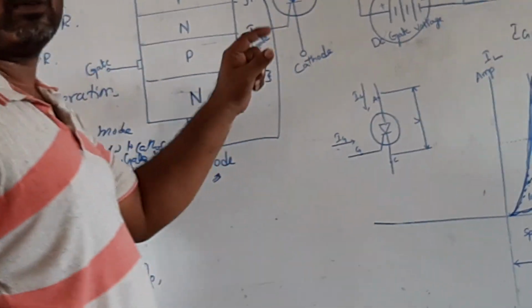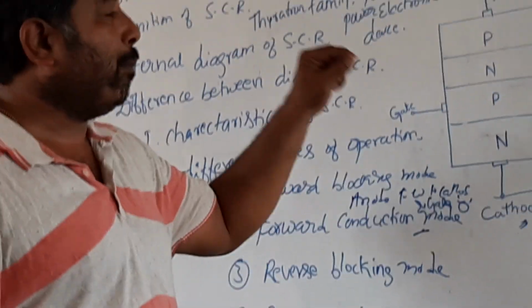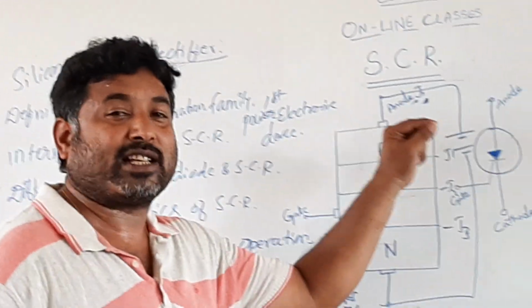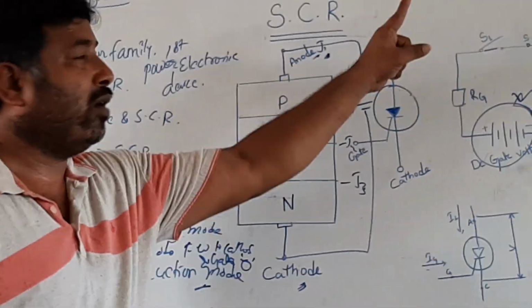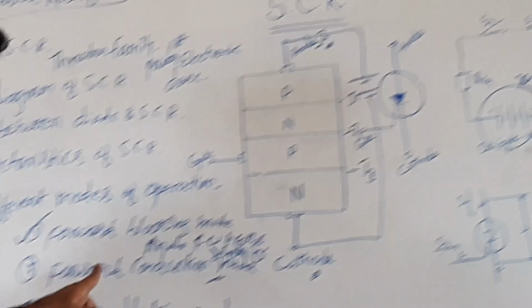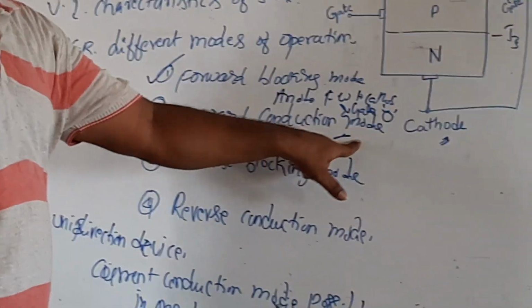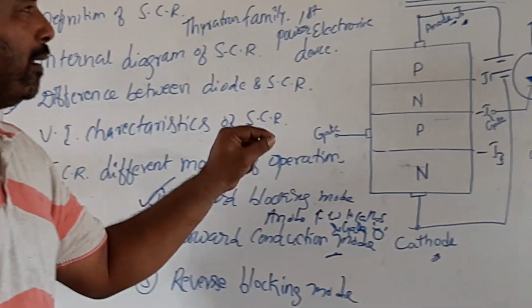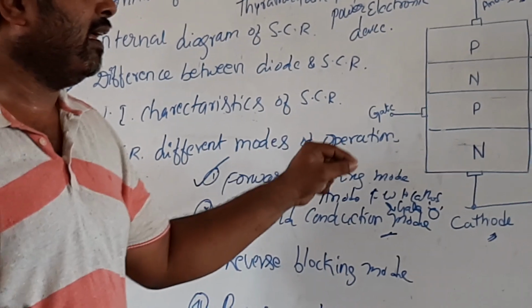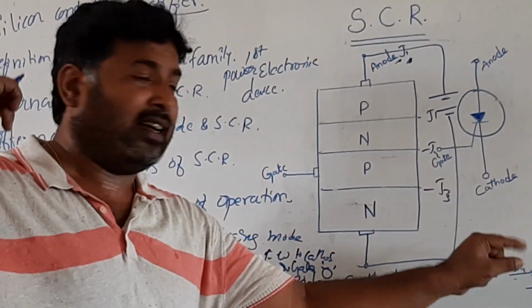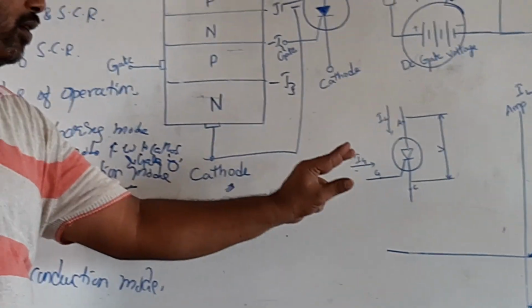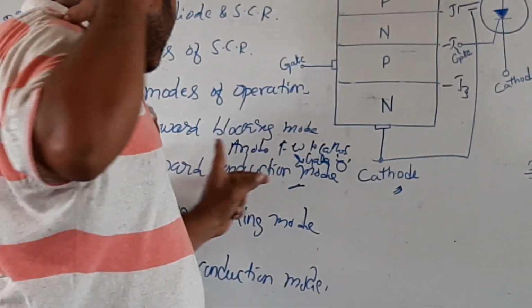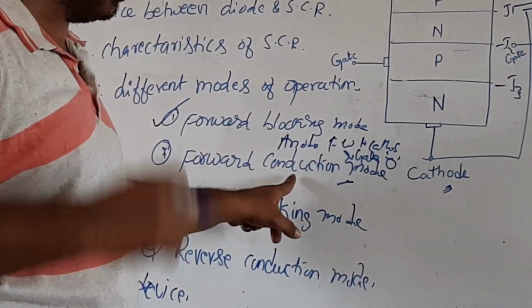This is the thing we have to observe in case of application of gate with respect to anode and cathode, nothing but forward conduction mode. This is the basic working function of an SCR and its characteristics. This VI characteristic is the most important thing. We are supposed to be learning the forward blocking mode and forward conduction mode.